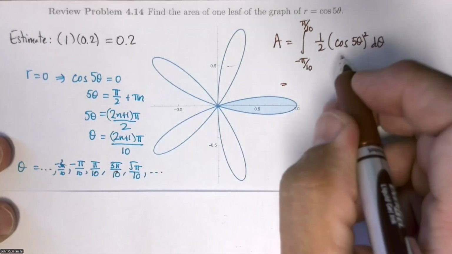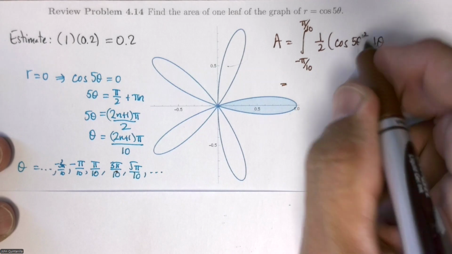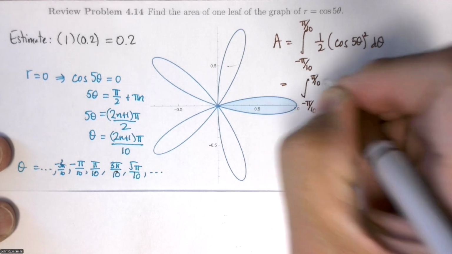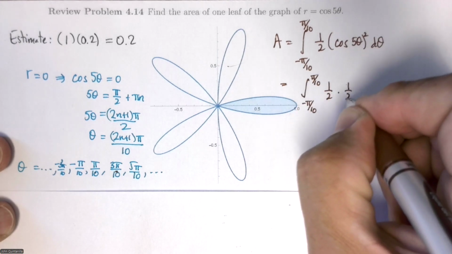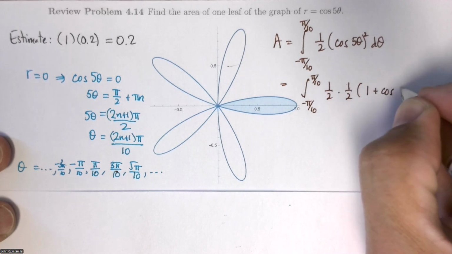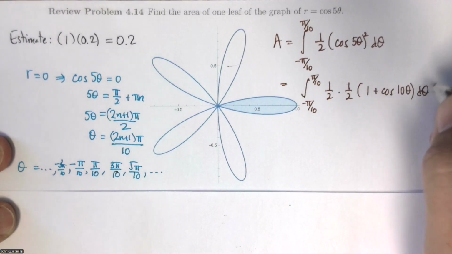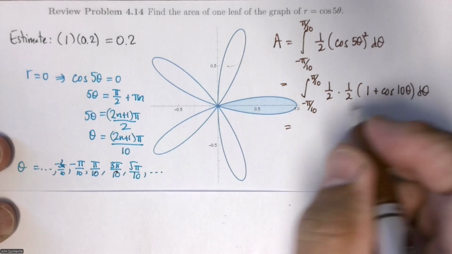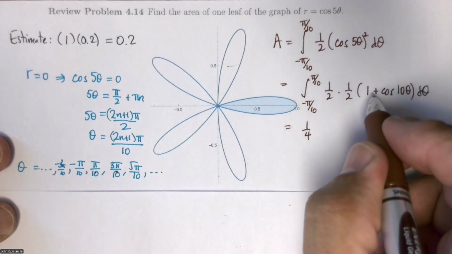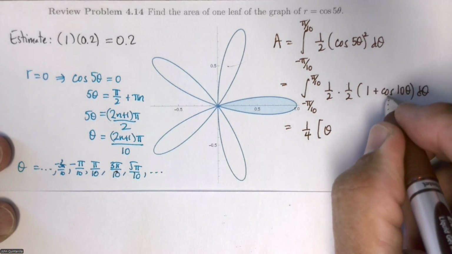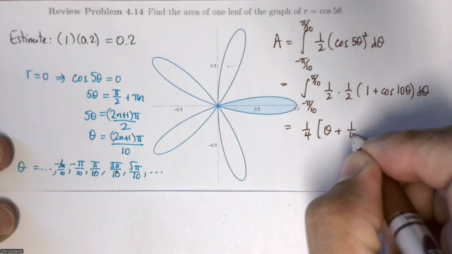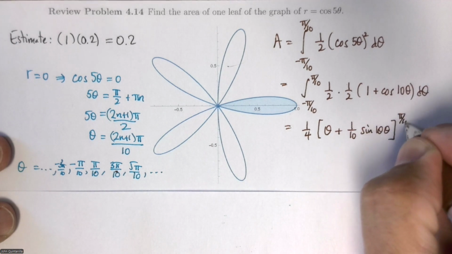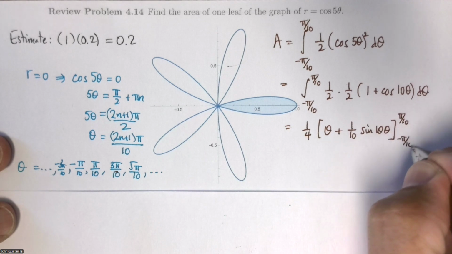Now, to do this, I employ a trig identity for cosine squared. That allows me to write the integral from negative pi over 10 to pi over 10 of 1/2 times 1/2 times 1 plus cosine of 2 times 5 theta, or 10 theta, d theta. Now I integrate. 1/4, I'll bring outside. The integral of 1 is theta. The integral of cosine of 10 theta is 1/10 times the sine of 10 times theta. And I evaluate, upper endpoint is pi over 10, lower endpoint is negative pi over 10.